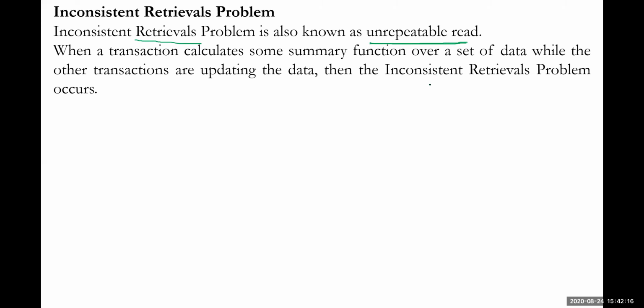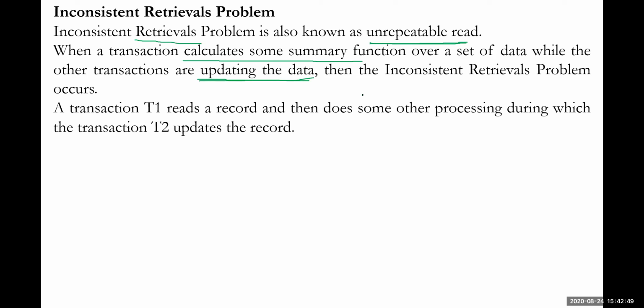The inconsistent retrieval problem is also called the unrepeatable read. How can this be evaluated? Let us have a look. One transaction calculates the sum, while the second transaction updates the data. If this is the scenario, then inconsistent retrieval, or unrepeatable read, occurs. Otherwise, there is no such problem when concurrency is handled by the database management system.